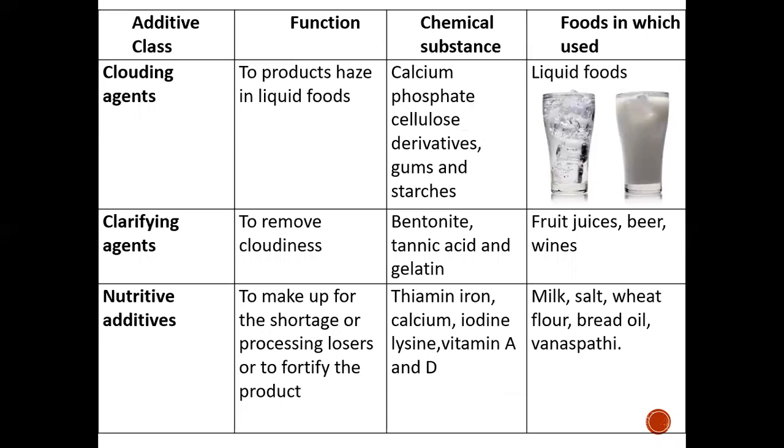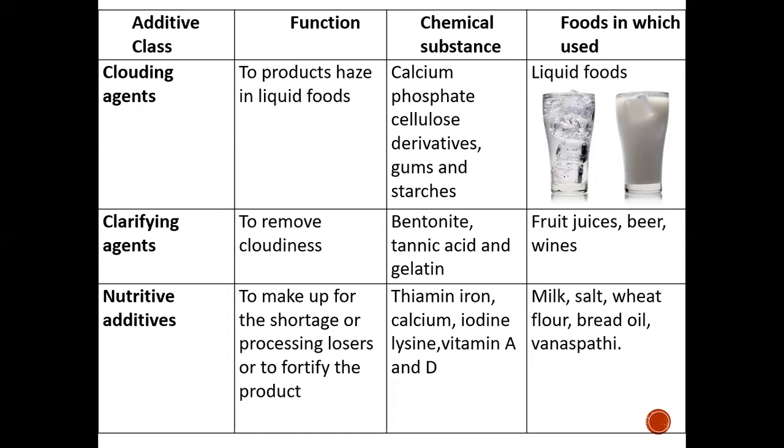Now, another thing is clouding agents. Clouding agents increase the haze, or the thickness, as you can see in this picture. For example, you want to make a gravy which is very thick. Sometimes when it is very watery, you want it to have some thickness. So calcium phosphate, cellulose derivatives, gums, starches, or corn flour are used. When you add corn flour to gravies, it becomes really thick, right?